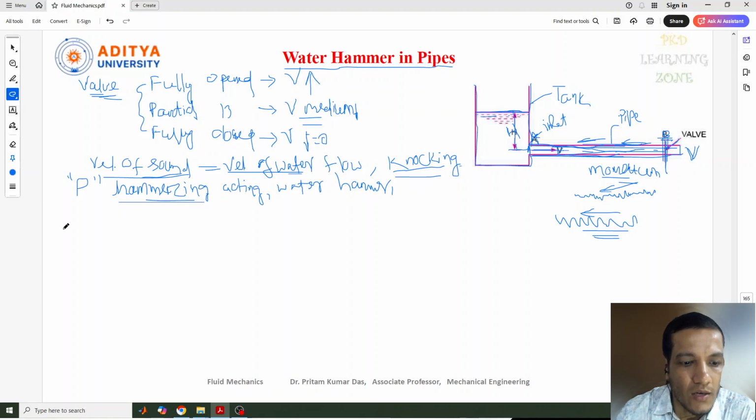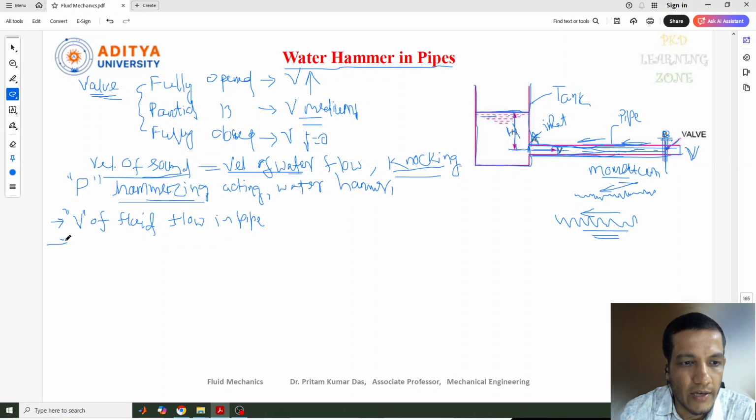Now the pressure which is raised here, as I told you, the water hammer depends on many factors. So the pressure which is created, let me tell you, water hammer depends on a few points. What is the velocity of flow? Velocity of fluid flow in the pipe. This is one point.